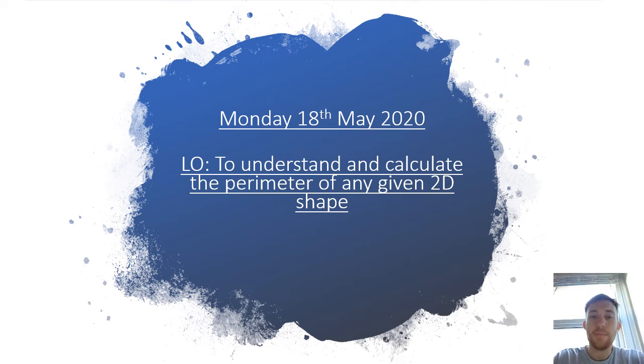Hi everyone, it's Monday the 18th of May and I'm going to be going through a few examples of today's learning. Our learning objective is to understand and calculate the perimeter of any given 2D shape. So it's really important that we are going to be focusing on the perimeter today.